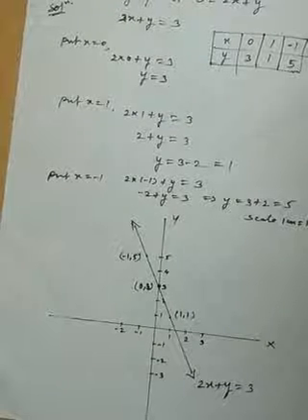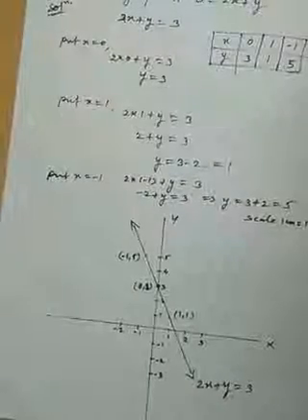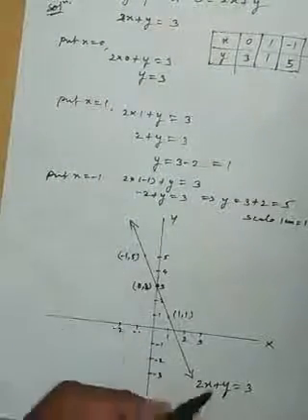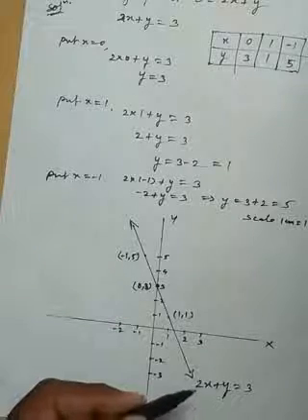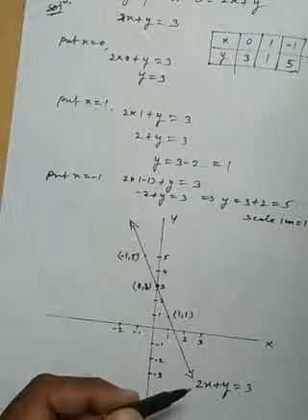After plotting the solutions 0, 3, 1, 1 and minus 1, 5, join them and we get a straight line. And this is the graph of the given equation 2x plus y equal to 3.